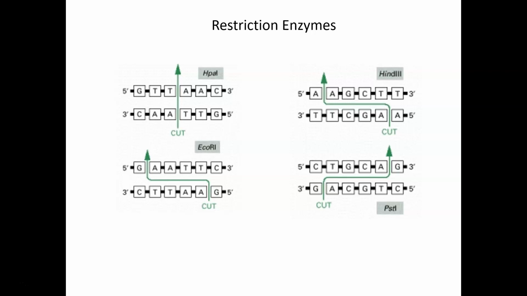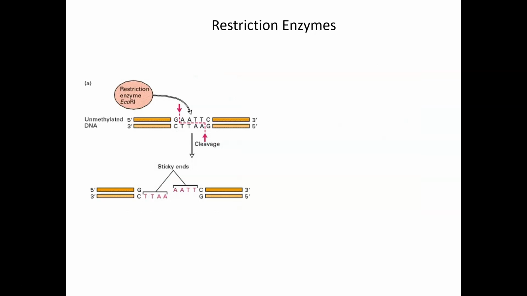Because these restriction enzymes bind to both the top and bottom strand and cut both the top and bottom strand, we get this shearing or fragmenting of these DNA molecules.